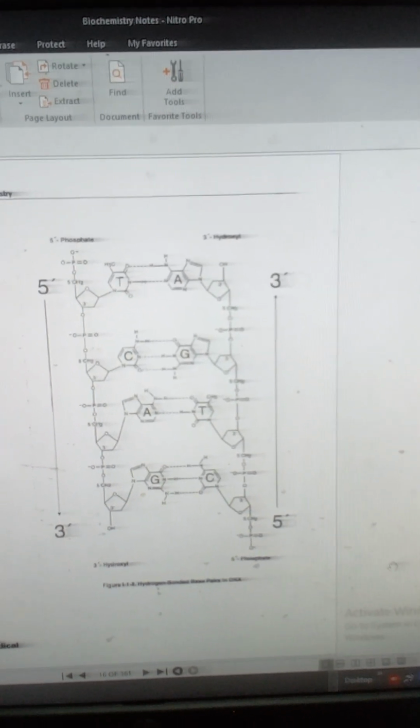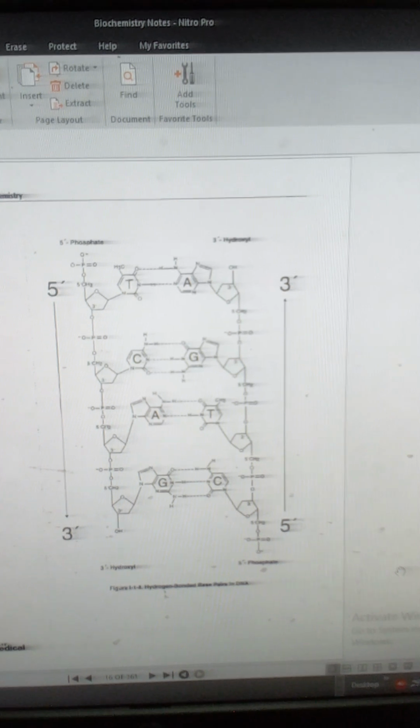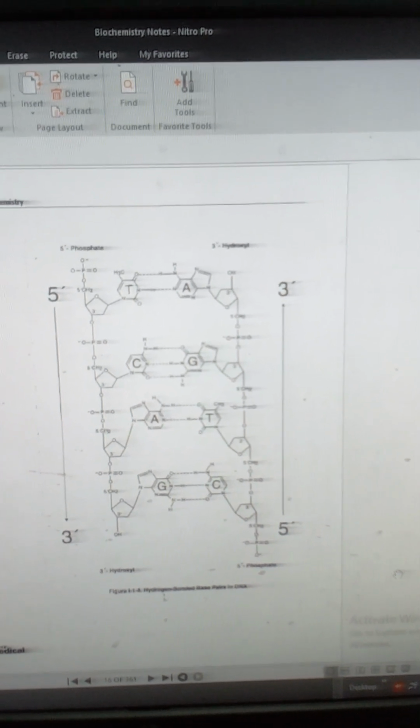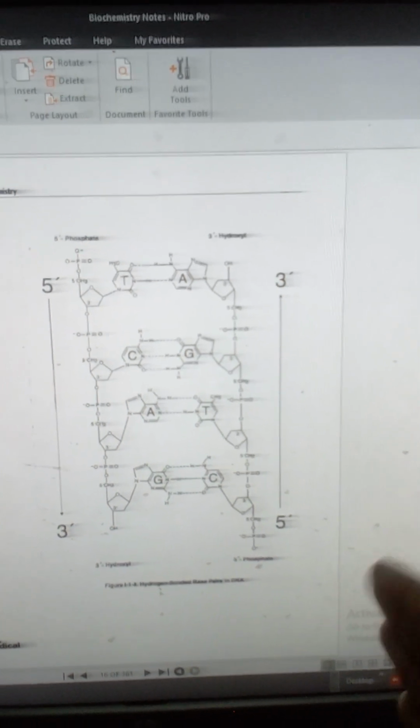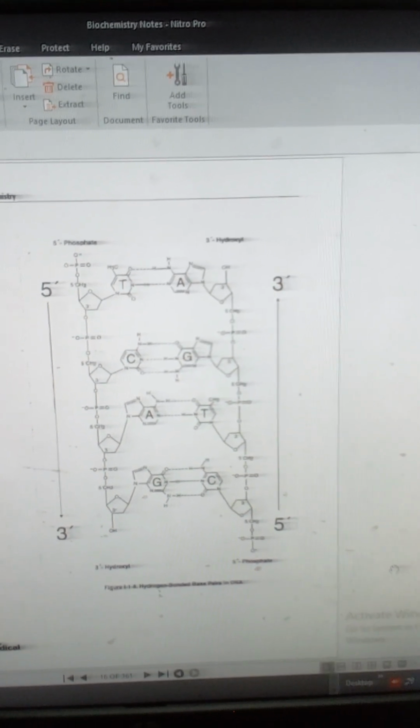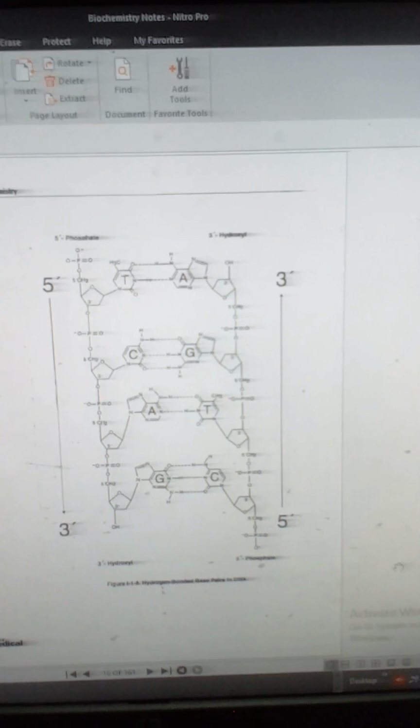So this means that one nitrogenous base on one strand can define the nitrogenous base that will be on the other strand.